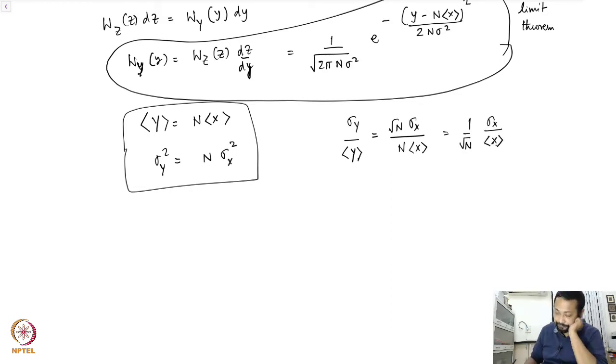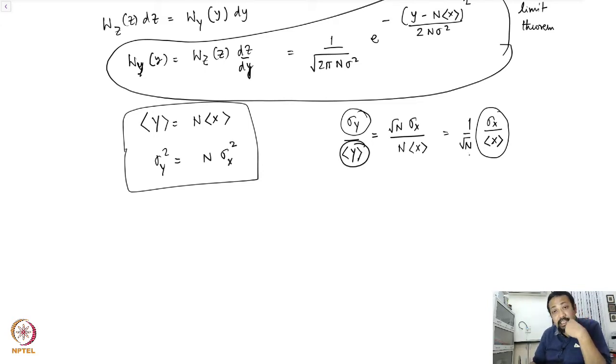So this tells you, sigma x over the average of x is a number, it does not depend on n. But what it essentially tells you is that if you keep on adding these random variables x1, x2, x3, up to xn, then the ratio of the spread of y to the mean will decay as 1 by square root n.